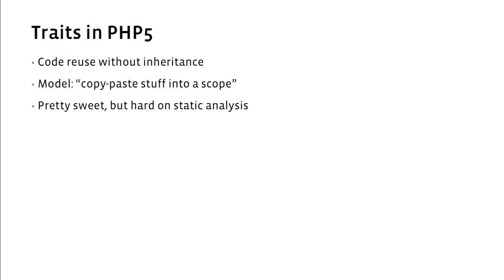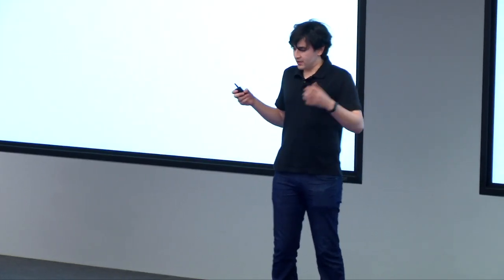Traits are a way of doing code reuse without having to depend on inheritance. And the model is that you are taking some stuff and you're copy-pasting it into a destination scope. So whatever statements you've made in the trait declaration, when you say use this trait, it tries to copy-paste those statements over. This is pretty sweet for code reuse because it saves a lot of typing with the fingers, but it's pretty hard on static typing and static analysis in general. And here's the general problem with that.